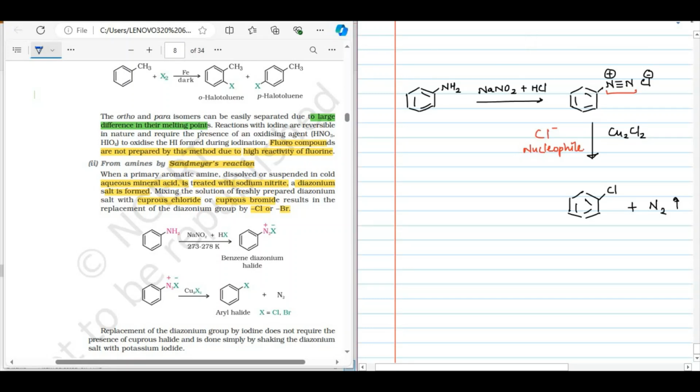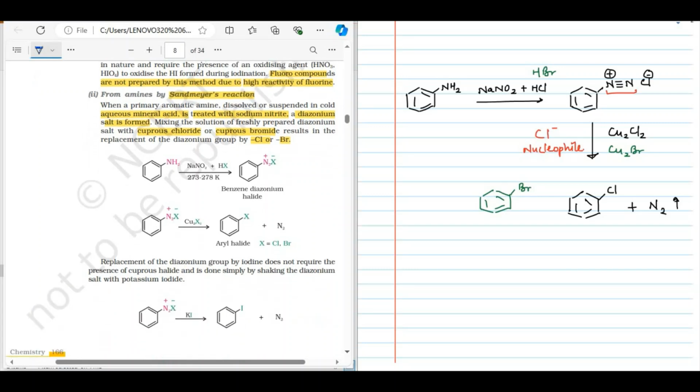Similarly, you can prepare bromobenzene by using HBr in place of HCl and Cu2Br2 in place of Cu2Cl2. So in that case, you will prepare bromobenzene. Now let's read from the book.